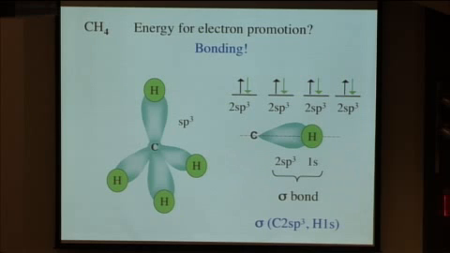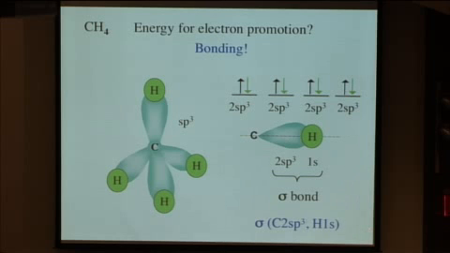So if we go ahead and name this bond, what we're going to name it is sigma, because that's basically the shape of the bond, or that's how our bond is coming together. And then we're going to name the atomic orbitals that make it up. And it's being made up of a carbon 2sp3 orbital and a hydrogen 1s orbital.